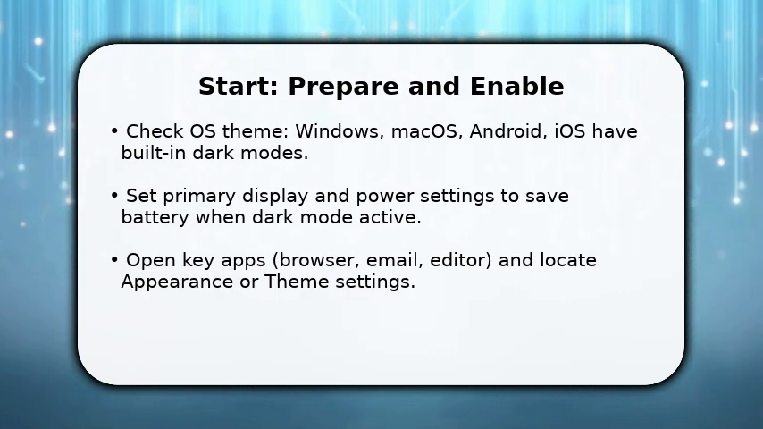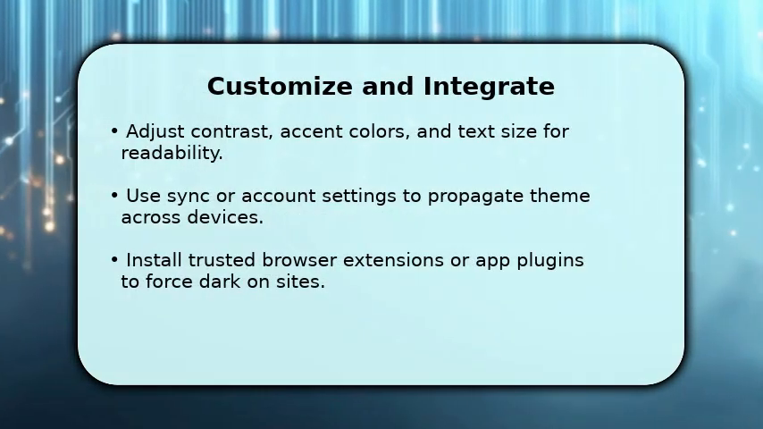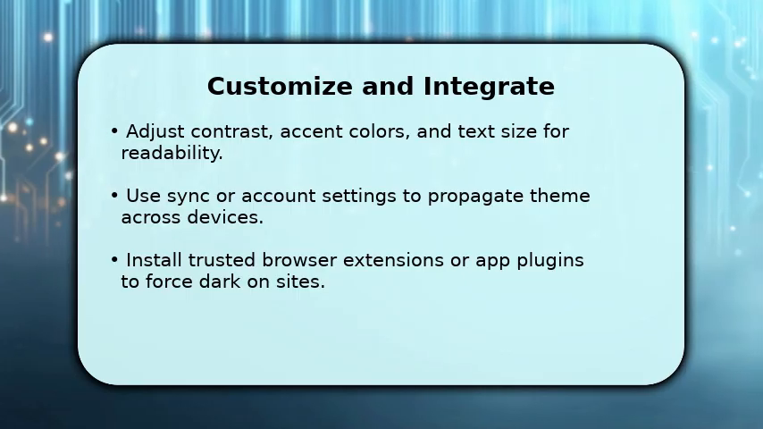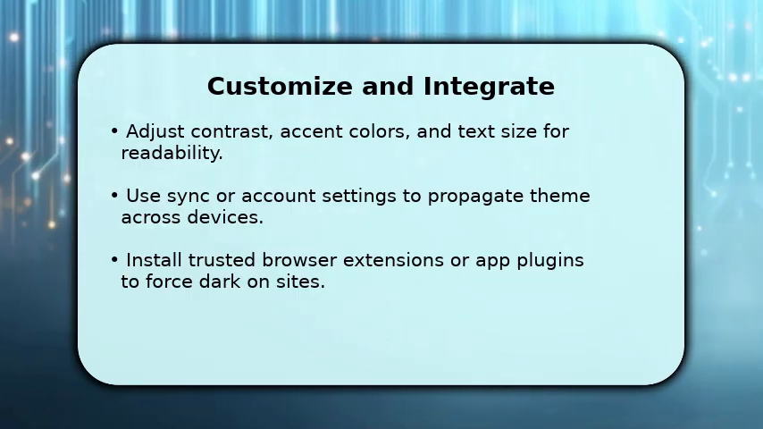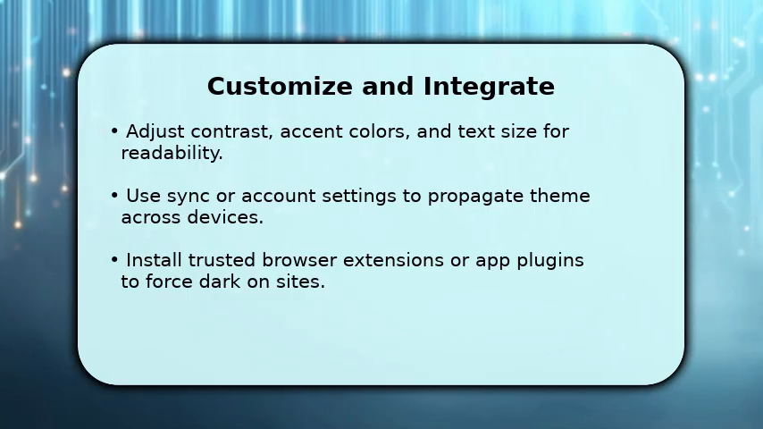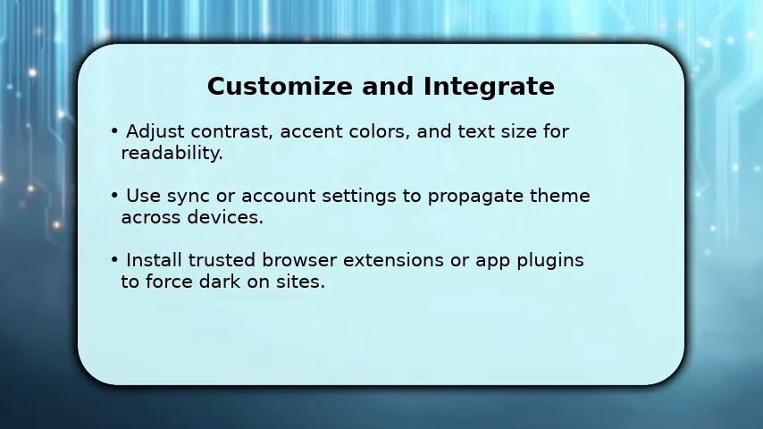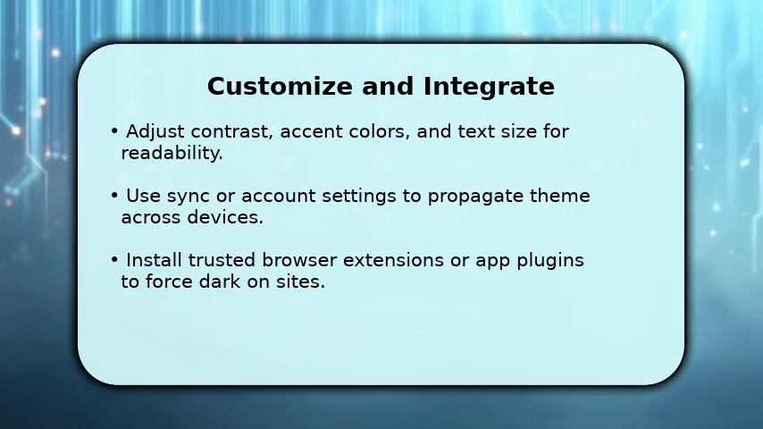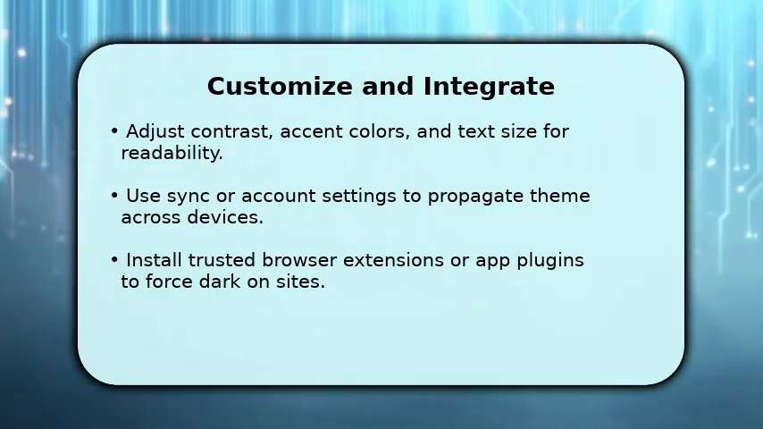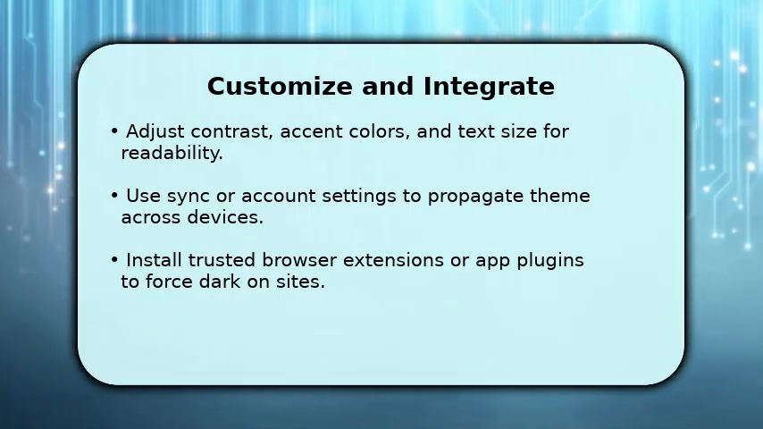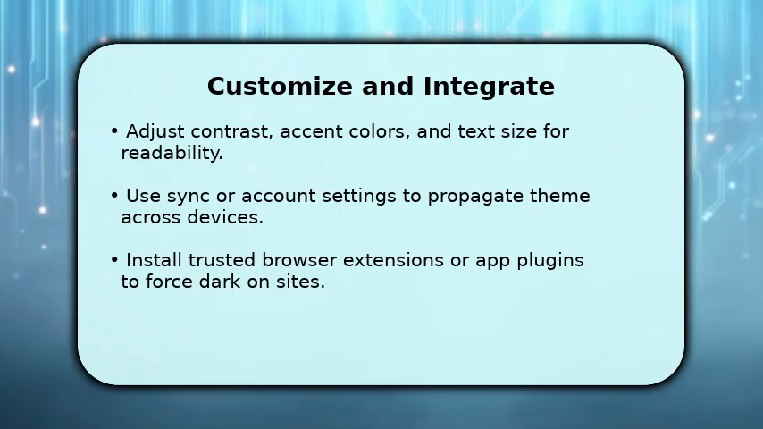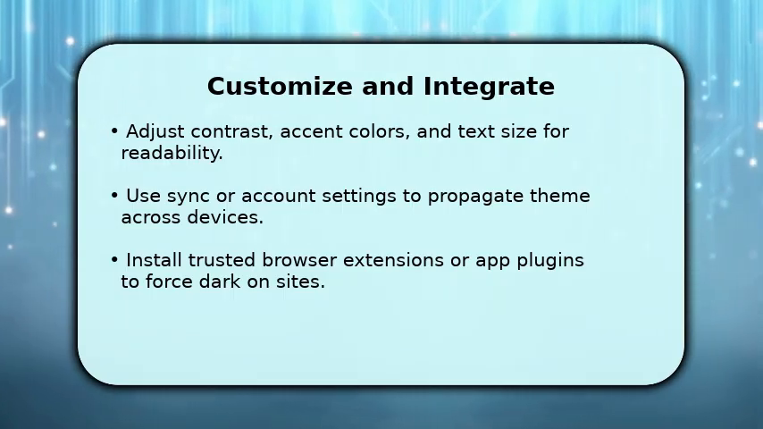You now refine how dark mode behaves across tools. Tweak contrast and accent colors to avoid washed-out text. Small increases in contrast help readability. Make sure ThemeSync is enabled in browser or cloud account so settings follow you on other devices. If sites or apps lack dark themes, add a reputable extension or plugin and test pages you visit most. Also check developer or experimental flags for deeper integration. This is where you balance.